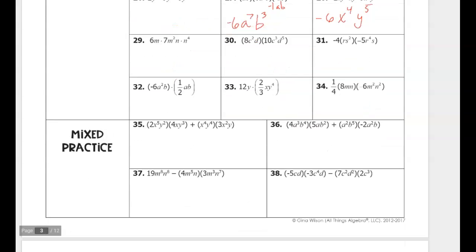So we went down a little further. 12 times 2/3 is 8, because you just have 12 over 1 times 2 over 3, which is 24 divided by 3, which is 8. Nothing to match the x with. My y's become y to the fifth.